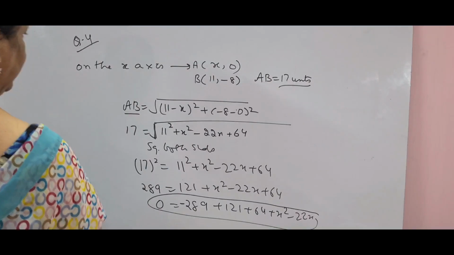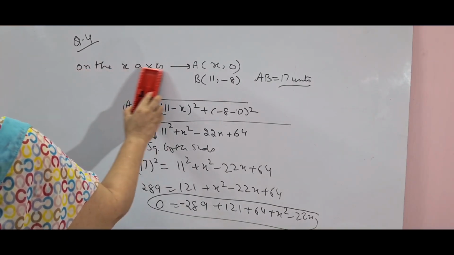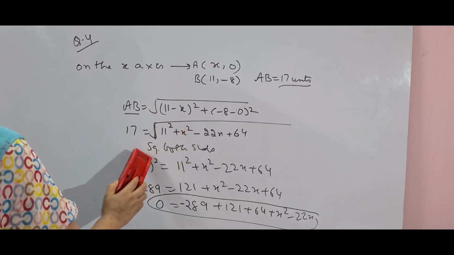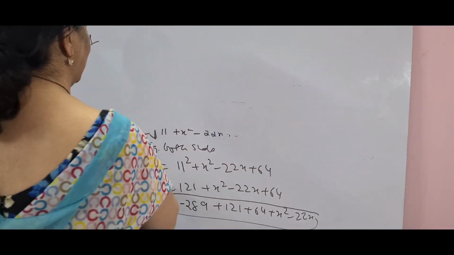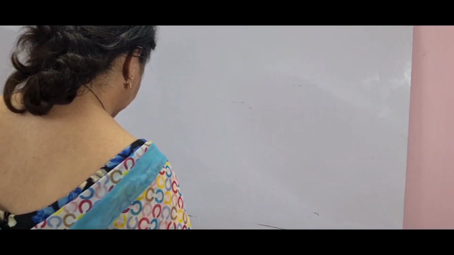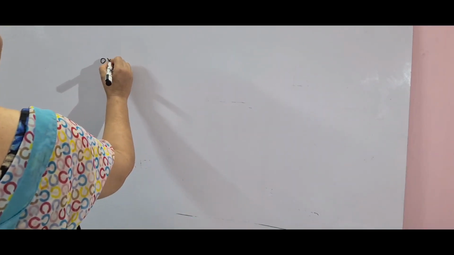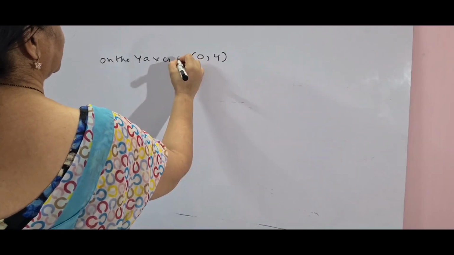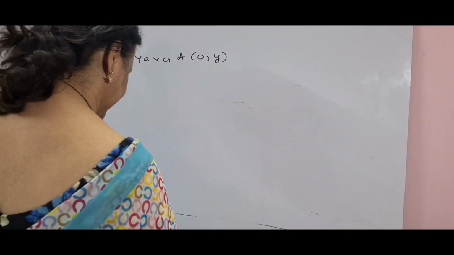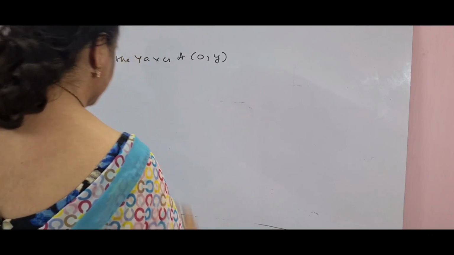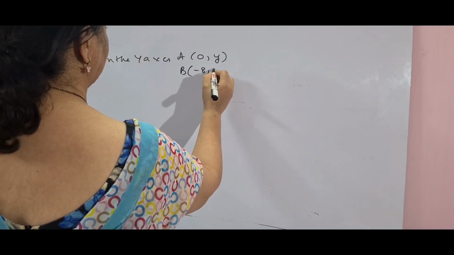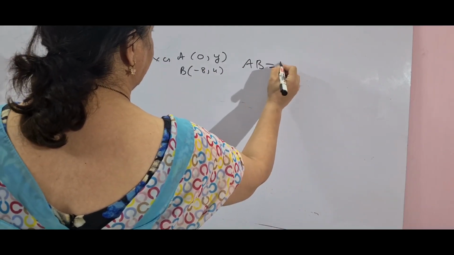So this is how we do it. What I wanted to make you understand was, first, the point on the x-axis, and secondly, if there is a square root, then you have to square both sides to get the required answer. Similarly, question number 5, same question, but on the y-axis. Find the coordinates of the point on the y-axis. So on the y-axis, the points will be (0, y). Let this point be A, (0, y), and then it is at a distance of 10 units. So point B is given to be (minus 8, 4), and children, the rest is the same. AB is given to be 10 units.